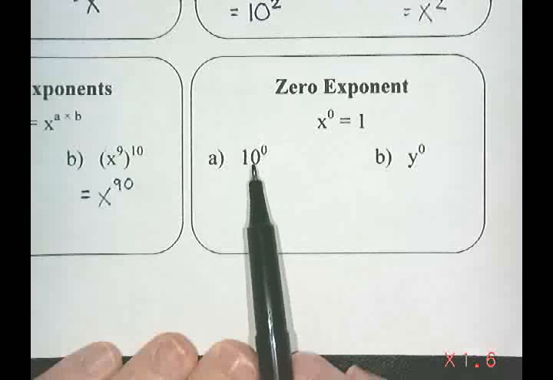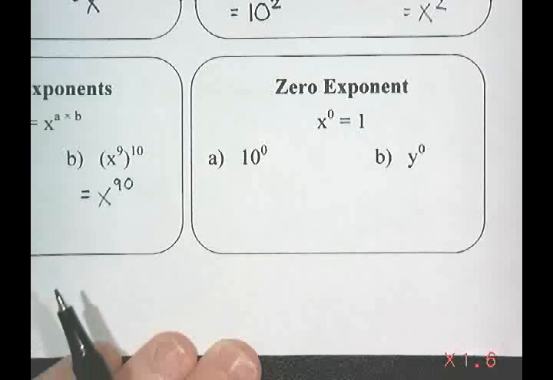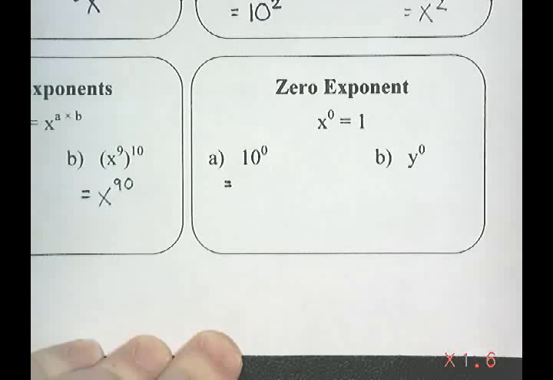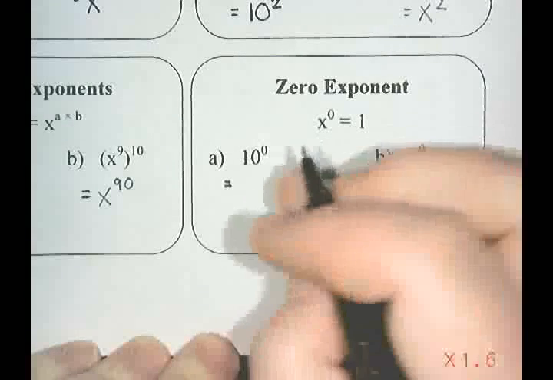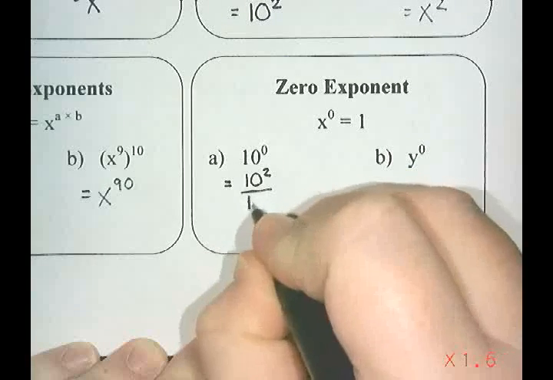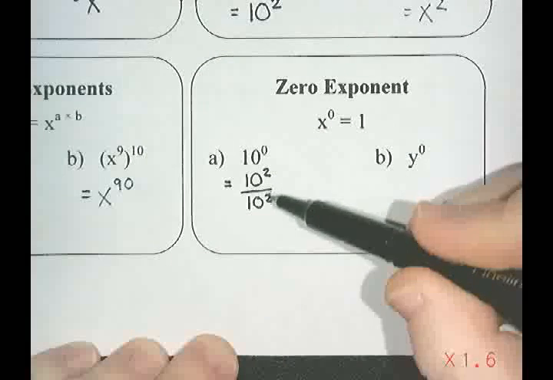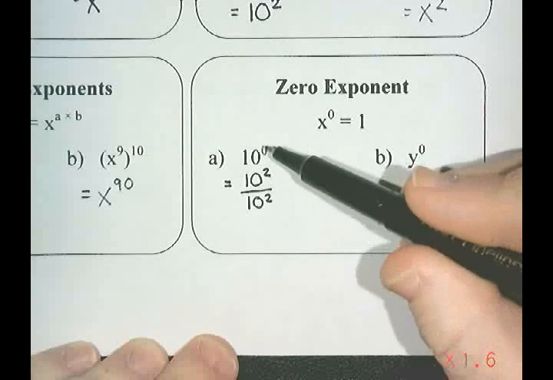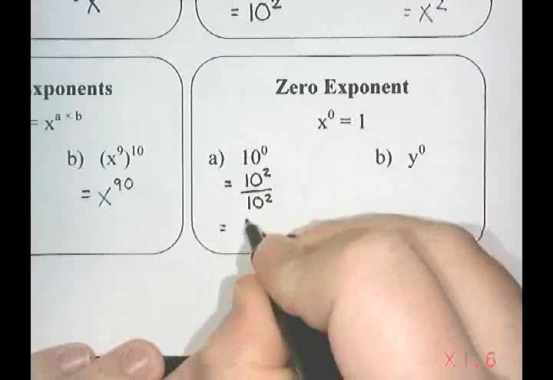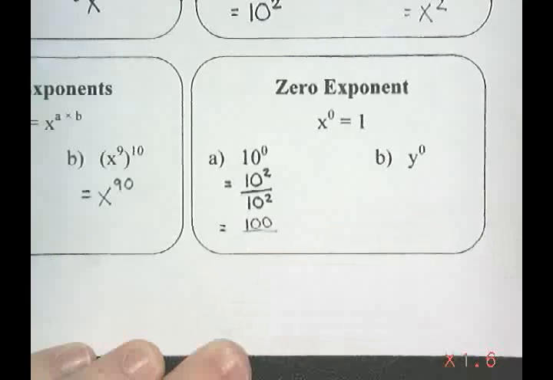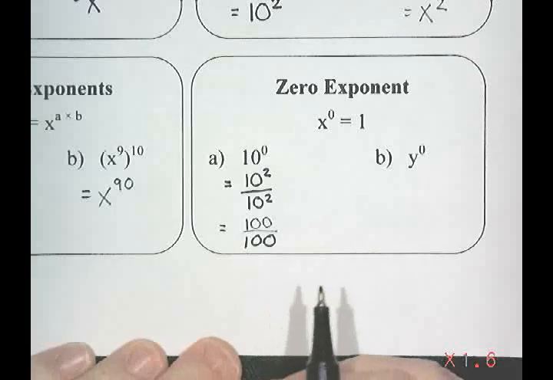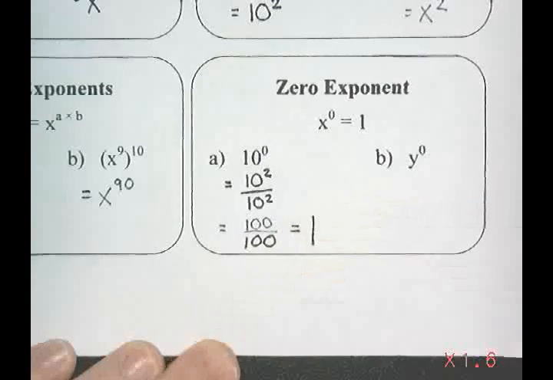We're going to try to prove it with the first one, and then we'll try doing an example on the second one. So 10 to the 0, I'm going to make up a question that has an answer of 10 to the 0. So I'm going to put 10 to the 2. If I do 10 to the 2 divided by 10 to the 2, the rule for division is to subtract. So 2 take away 2 is 0. So that would give me 10 to the power of 0. Now 10 to the 2 is 100, right? 10 times 10 is 100. And 10 to the 2 on the bottom is 100. And 100 divided by 100 equals 1.